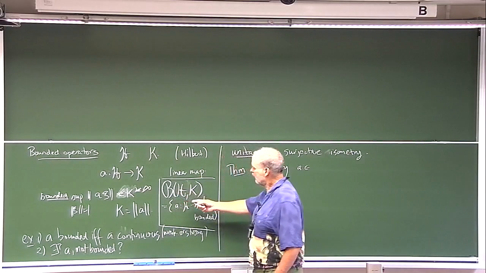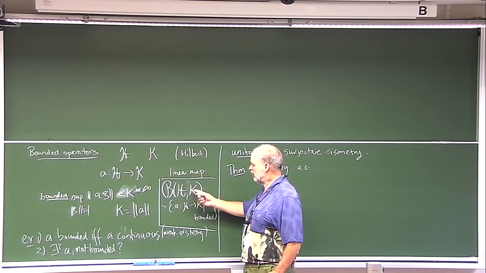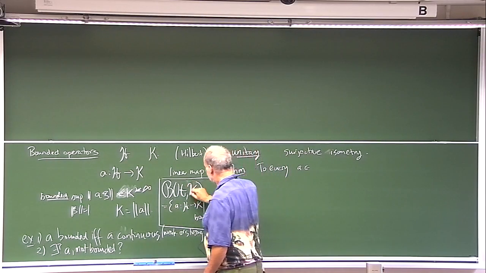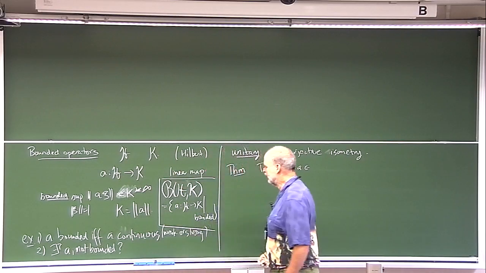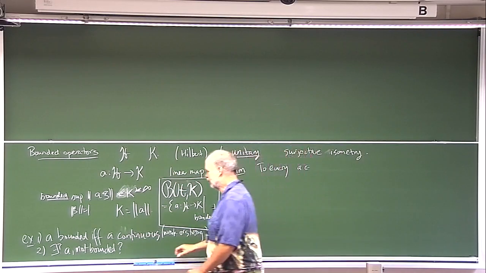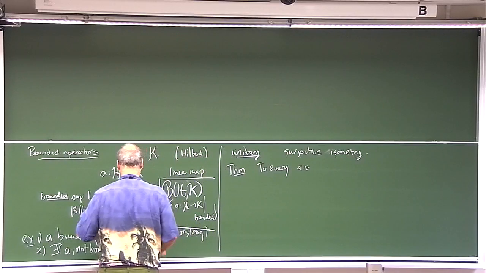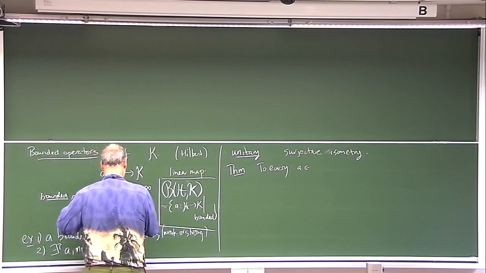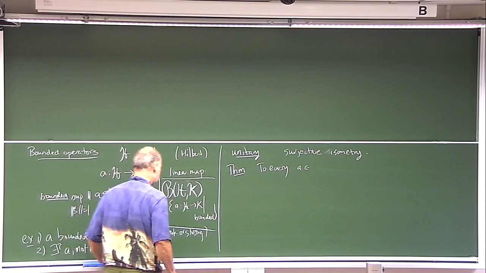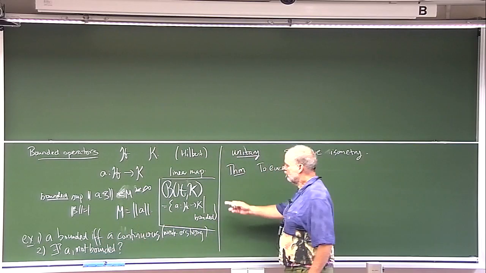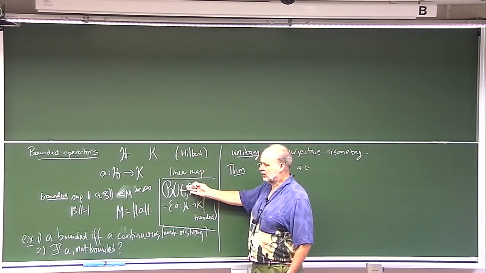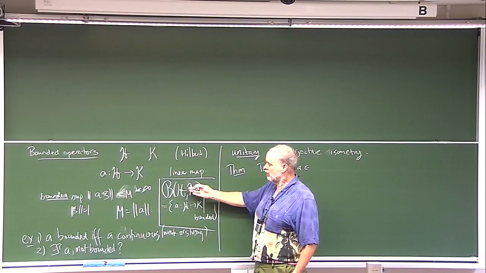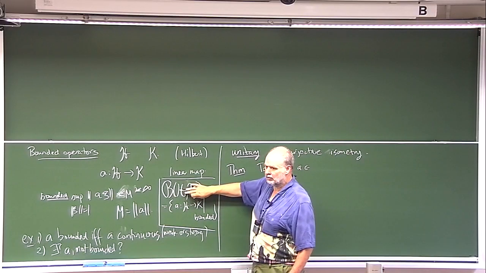So, given two Hilbert spaces, B of H, K, this is curly K, not to be confused with this K, which was a bad choice anyway. Let me change that right away, M. So this notation, and if H is equal to K, then we just suppress it. So the set of all linear bounded operators from H to itself is just going to be called B of H.